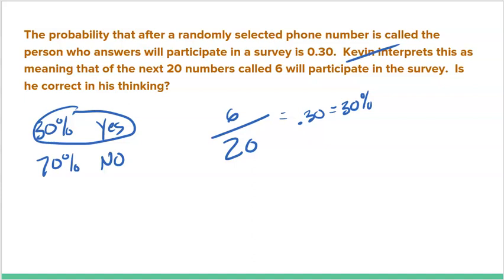Come on, Kev. The idea here is that if you think about it, with 20 phone calls, you could get 6, you could get 7, you could get 8. Who knows? It's a short run. 20 phone calls, too short. Only in the long run, only after looking at many, many phone calls will I actually see 30% of them say, yes, I'll answer the survey.